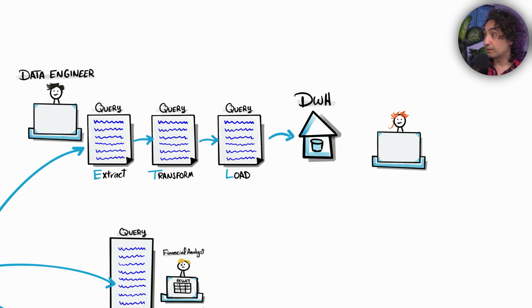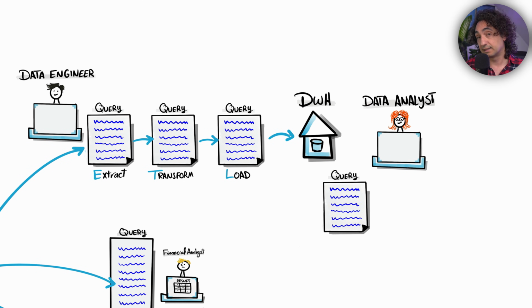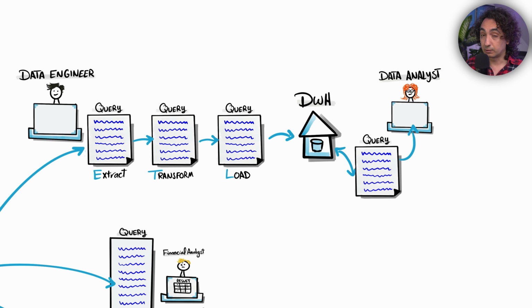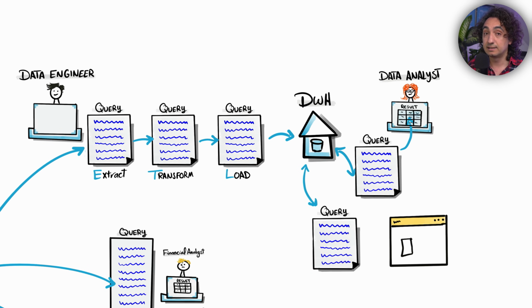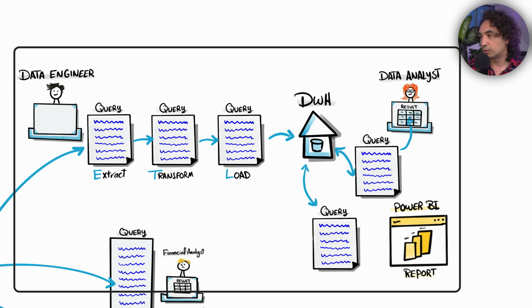And now at the end of this chain, you will have a data analyst and she writes as well queries in order to analyze the data in the data warehouse. Or you might have a different query in order to prepare the data before inserting it into a tool like Power BI in order to generate visualizations and reports. So we call this a data warehouse system or a business intelligence system that extracts an extra copy from your data and manipulates it and transforms it for analysis.